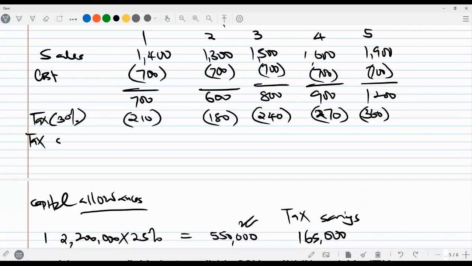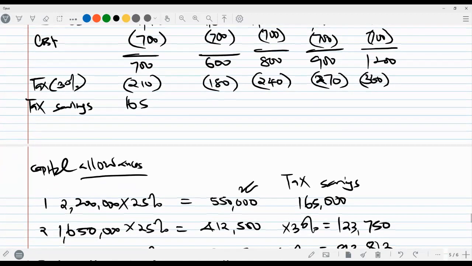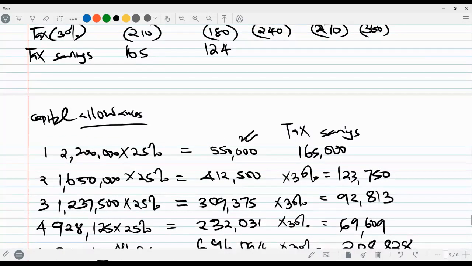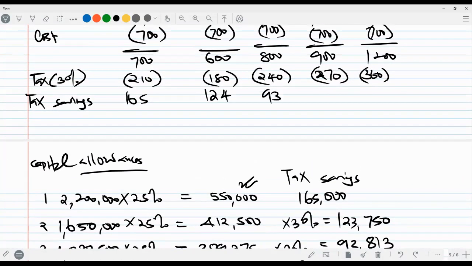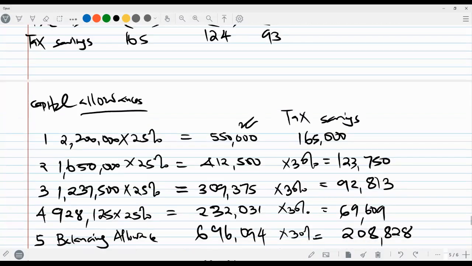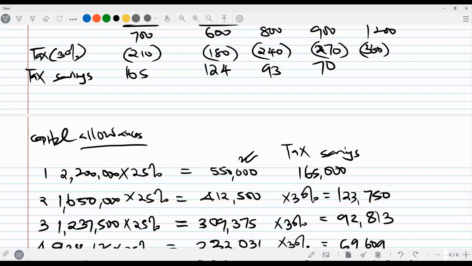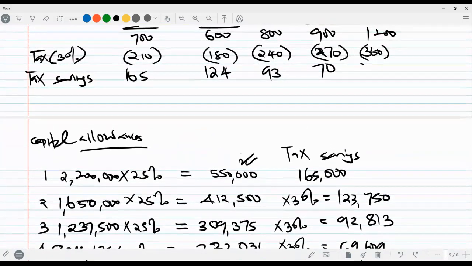These are tax savings. These are cash inflows because you didn't have to pay tax which you could have paid. The saving was 165 for year 1. Year 2 is 124, to the nearest 1,000. Year 3 is 93. A tax saving is a cash inflow, a positive. Then you have 70 in year 4, and you have 209. There's no scrap value and no working capital. And that is it. Therefore, this is covered for cash flow.